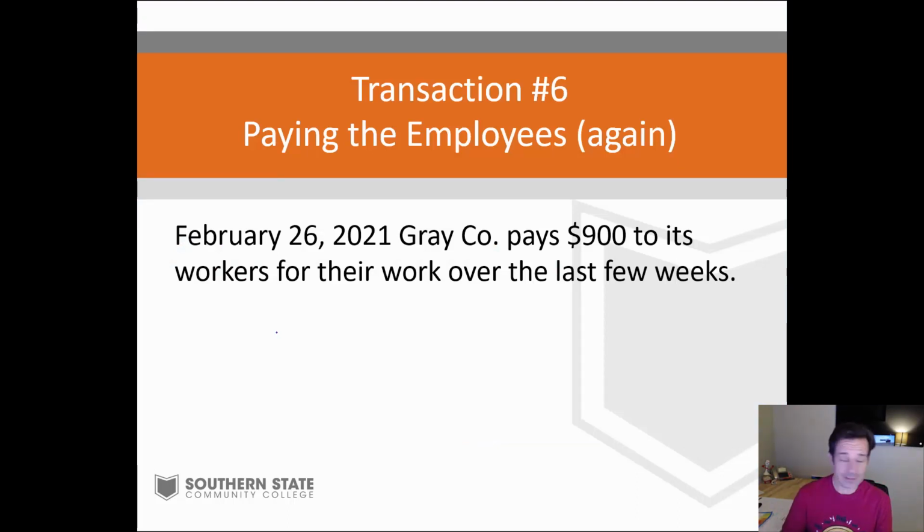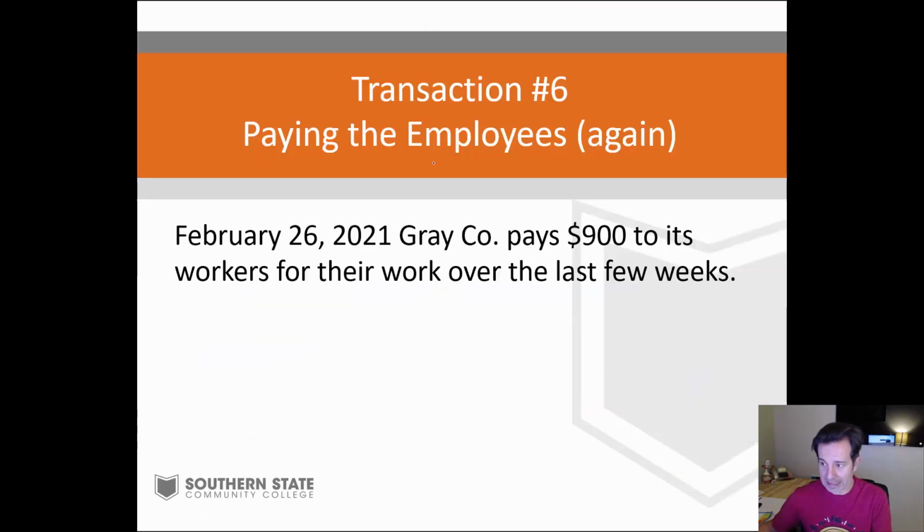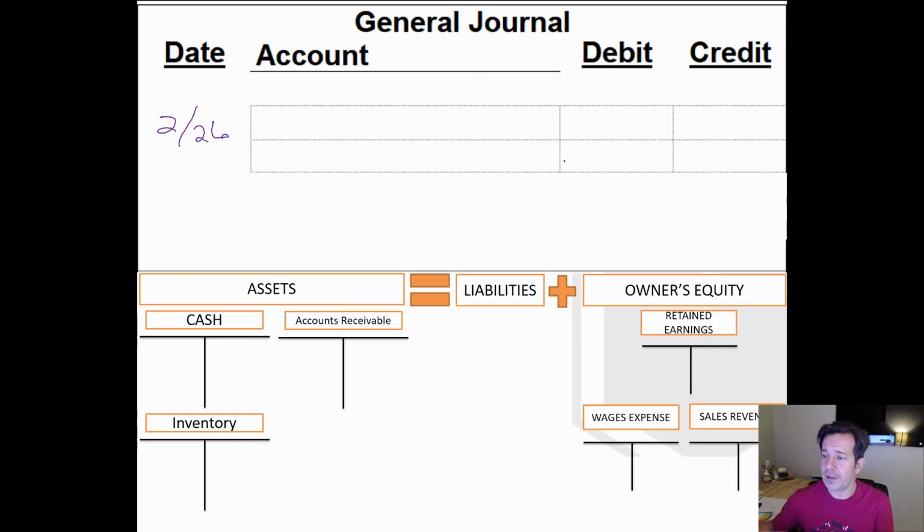Transaction number 6, it comes time, we move 2 weeks into the future, and now the employees need to be paid again. So we pay our employees on February 26th $900 in order to pay them for the last couple of work weeks that they did. 226, we paid $900, and that's going to be an expense. Our employees worked, so we have the expense of them working.